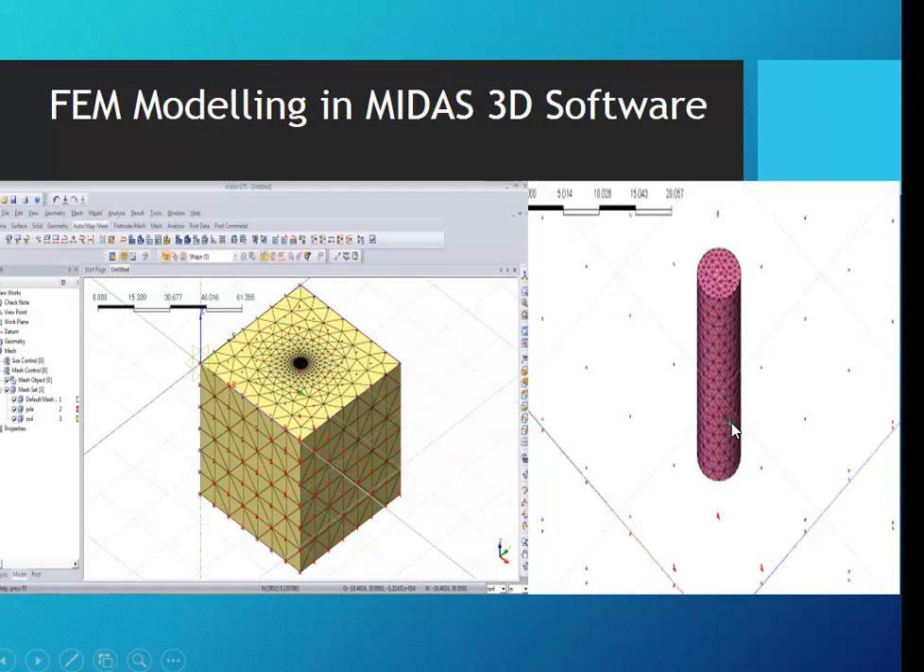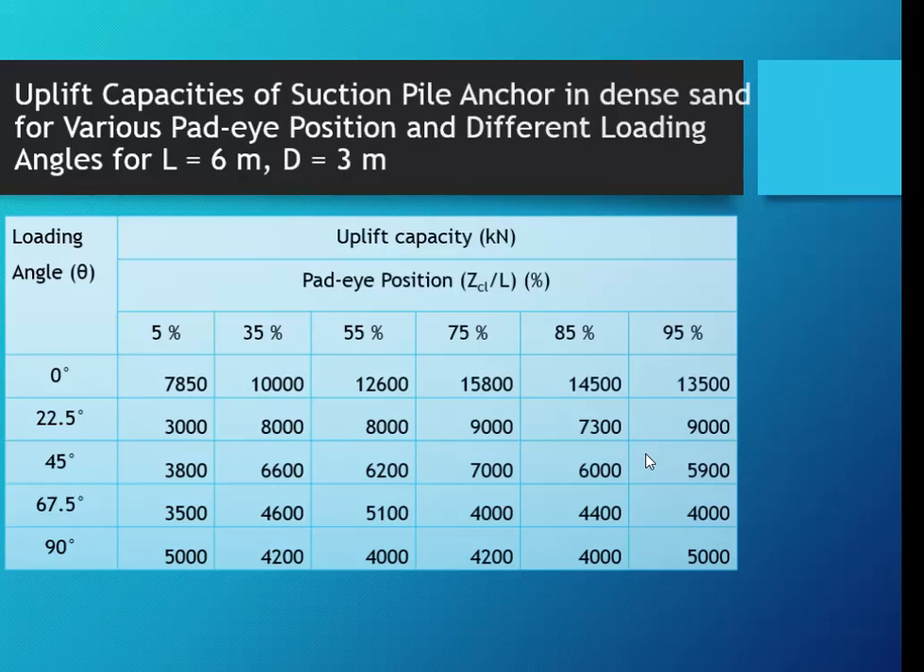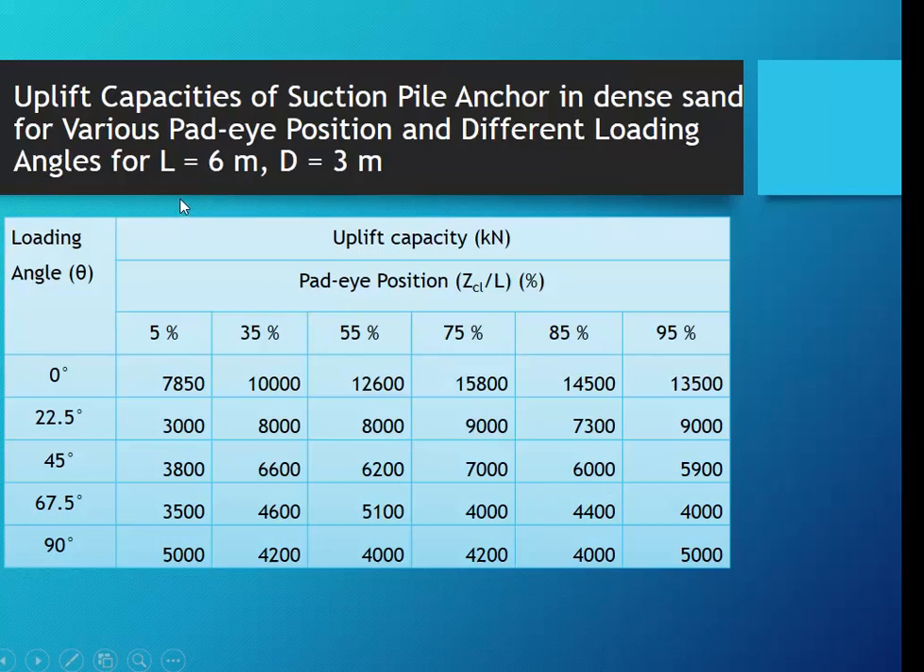So here I have applied some load for the analysis. In this study I have taken the Mohr-Coulomb model for this analysis in MIDAS 3D software. After analysis, I have taken the length of pile 6 meter and diameter 3 meter, and these are the pad eye positions and these are the angles of loading, and I get the value of uplift capacity for a particular pad eye position and particular angle of loading.